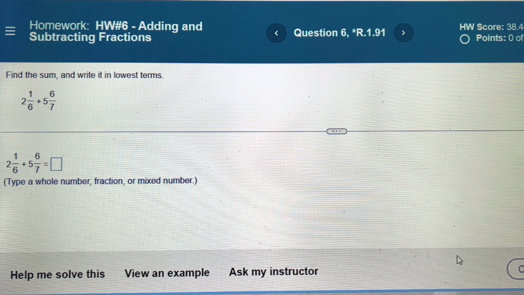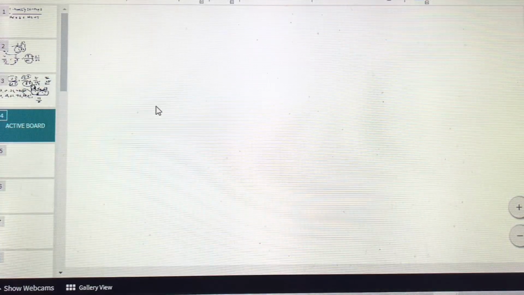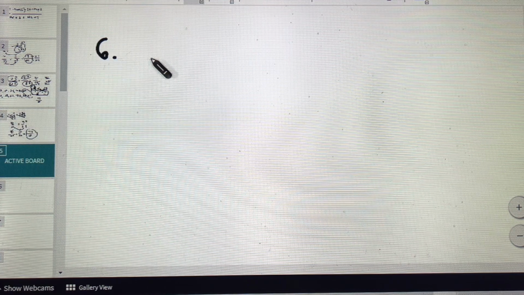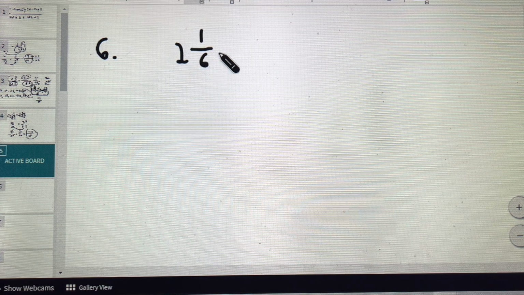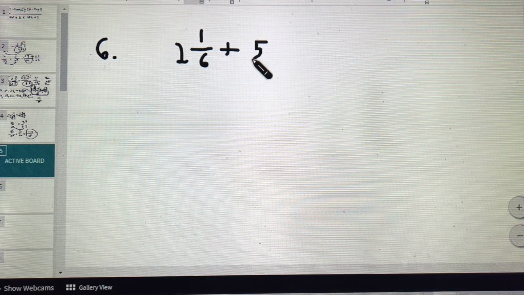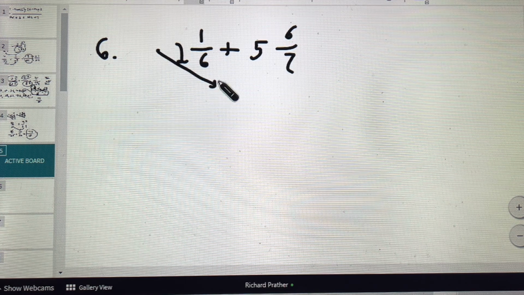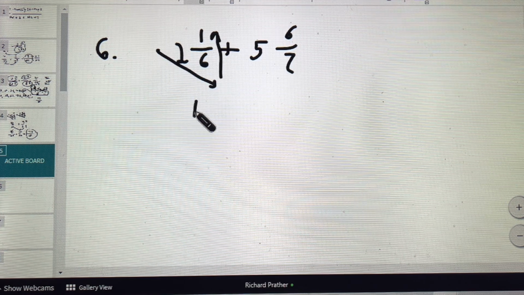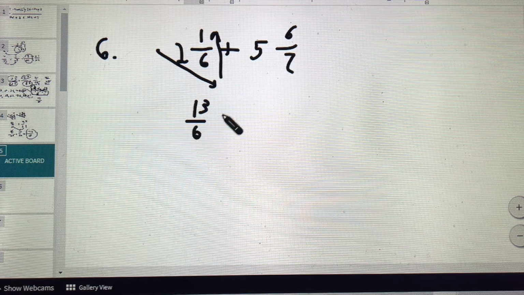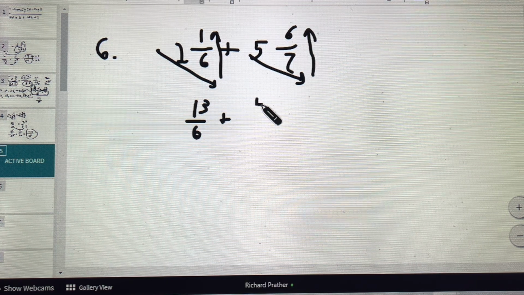Same deal here, except we won't have as easy a common denominator. So 2 and 1/6 plus 5 and 6/7. So go down, 2 times 6 is 12, plus 1 is 13. That one's 13 over 6. 5 times 7 is 35, plus 6 is 41.